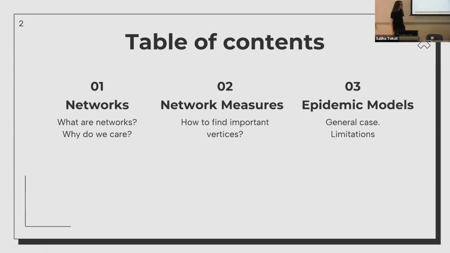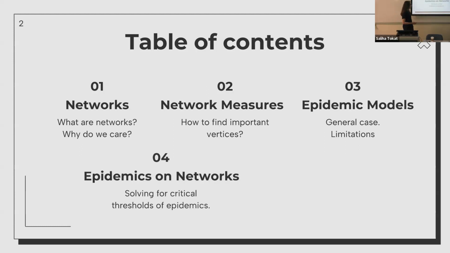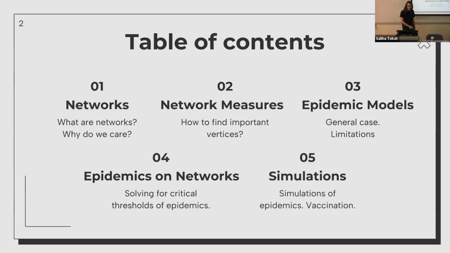Then we will have epidemic models. In epidemic models, I will talk about the general case first, where we assume every pair interacts with each other. Then I will be talking about some limitations that model can have. I will be introducing networks into the epidemic study, and so I will solve for critical thresholds on epidemics and give you some other information about how the spread of the epidemic happens. Finally, I will be giving you some simulations on how an epidemic spreads and how we should vaccinate the population in order to achieve a better solution to prevent the spread of the epidemic.